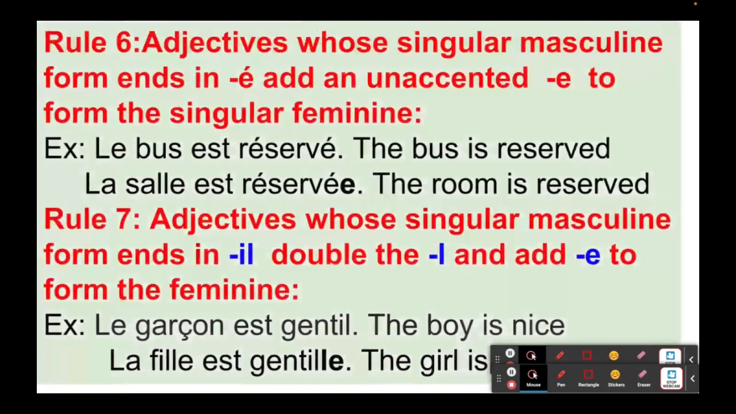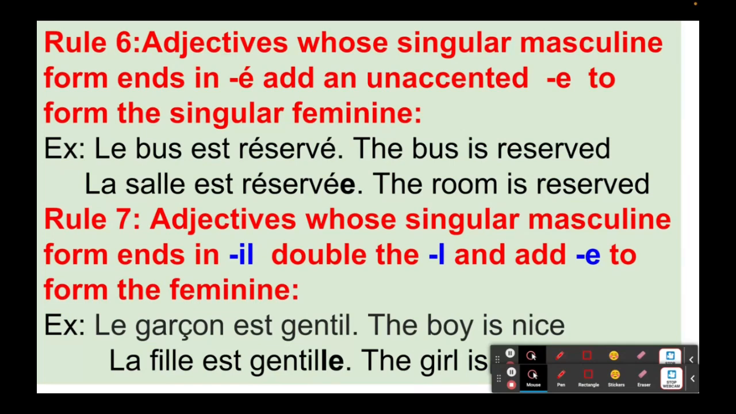So here we go. Rule number six. If the masculine form ends with an E with an accent, it's not just an E with an accent because we pronounce it. The feminine form, you're going to have to add an E. So the only case when you're going to have to add another E is if the masculine form ends with an E with an accent, because that's not an E anymore. It is an A. The sound is an A because of the accent.